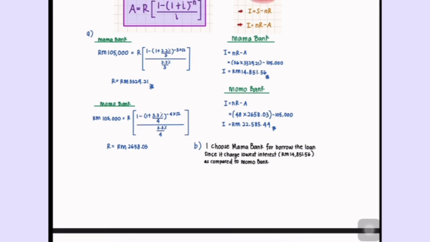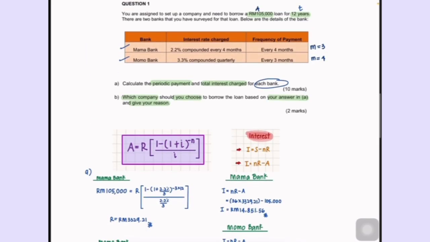Then for Momo Bank, use the same formula, RM 105,000, same. If you calculate, we will get 2658.03. So this is the credit payment for Momo Bank. For the interest charge, use the same formula, and we get 48 from 4 multiplied by 12. Then we multiply by 2658.03 from this, and then minus 105,000. Then the total interest charge we get is 22,585.44. We go for the next question.